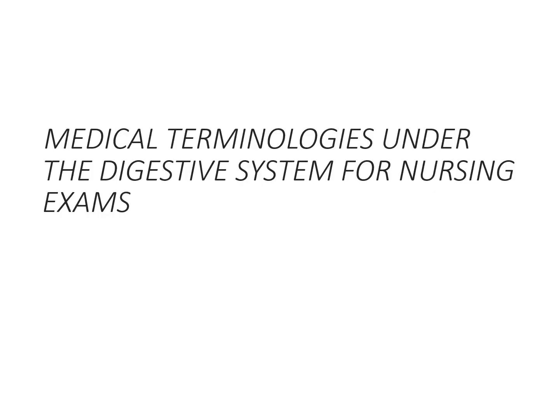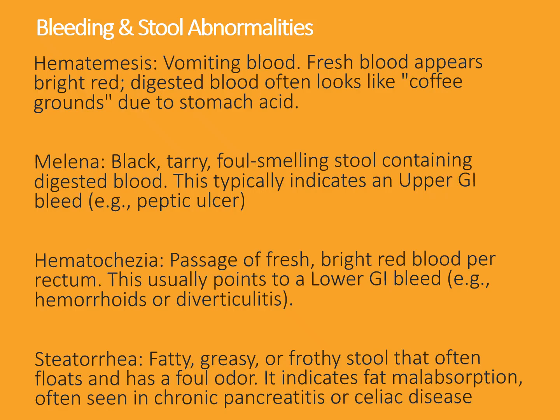Today we are going to look at some medical terminologies under the digestive system for nursing examination. Alright, so let's begin with the bleeding and stool abnormalities, the terminologies under this subheading. Our first one is hematemesis. Emesis is related to vomiting and heme is blood, so this is simply vomiting blood.